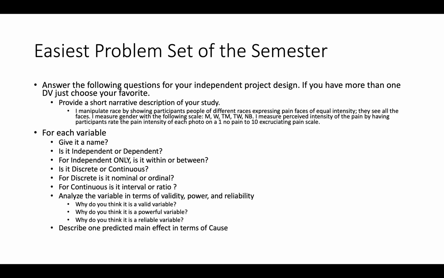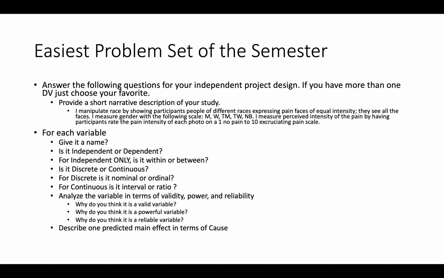Analyze the variability in terms of validity, power, and reliability. This one, you can see my written examples in the final one. I'm not going to go into that. Describe one predicted main effect in terms of cause. So here you actually have two independent variables and all that stuff. Maybe that's what I was thinking with that measured gender variable. Yeah, that actually does fit. So I would have patient race, participant gender. So leave that in there. I was wrong. Sometimes you just get scared when you're doing a lecture. And then my measure is that.